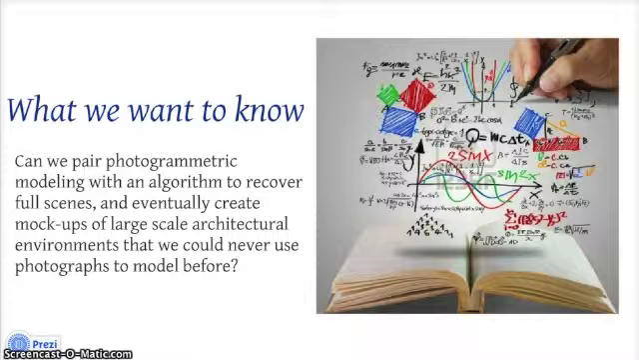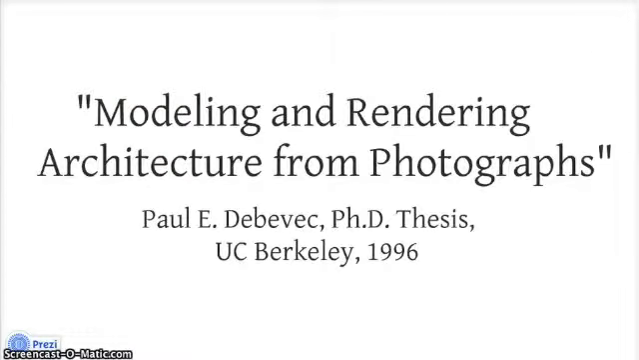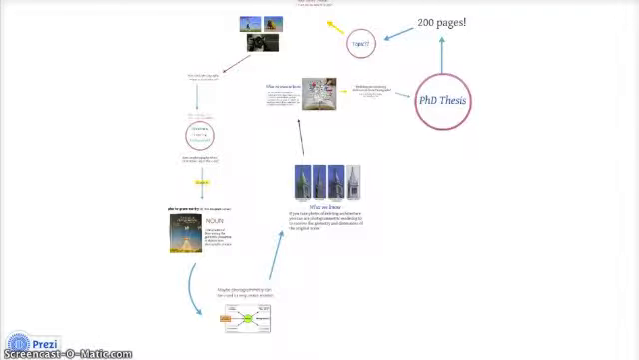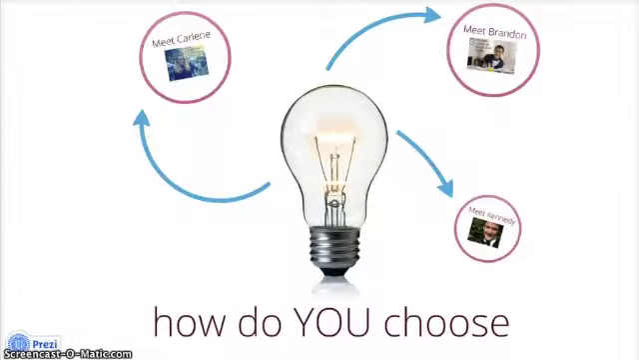Together, the two divisions, what we know and what we want to know, help Carlene develop the topic of her thesis: modeling and rendering architecture from photographs, a topic that was actually used and published by a PhD student from UC Berkeley in 1996. Carlene's story is just one way a writer can decide on a research topic. Let's take a look at how other writers go through the process.